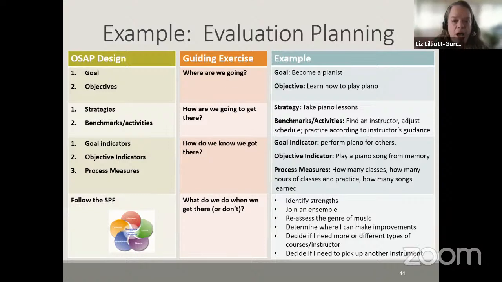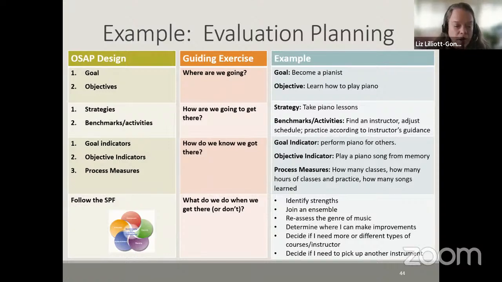So how many classes did you take? How many hours of classes in practice? And then how many songs learned? And so if we're thinking about following the SPIF here, what do we do when we get there, right?